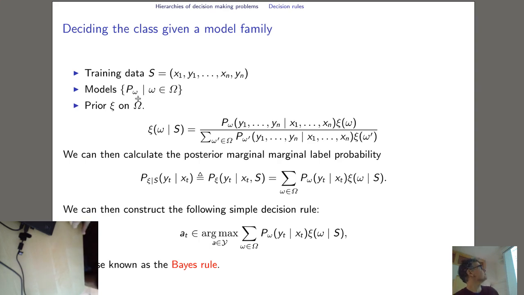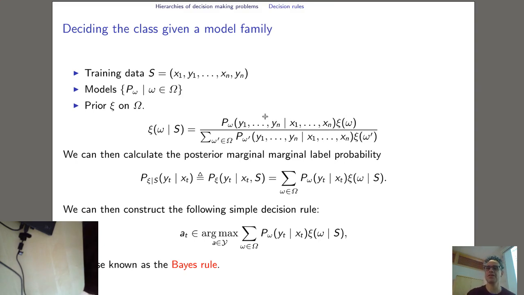The basic way to do it in a completely probabilistic manner is to say that there is a set of models, P_omega is one model, and each model gives you a different classifier, or a different probability for the class given the input, for every possible input. You can convince yourself that if you apply the standard Bayes theorem, what you get is, if you have a prior probability for every possible omega, that is every possible model, then every one of those models gives you a different probability for the data you have seen.